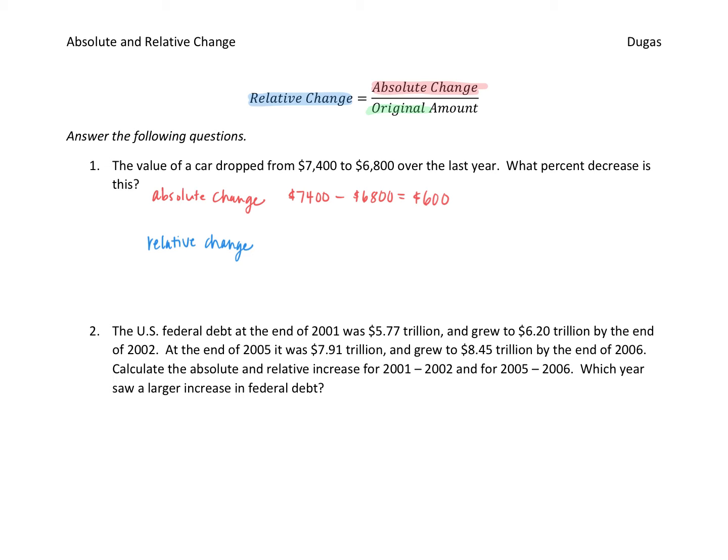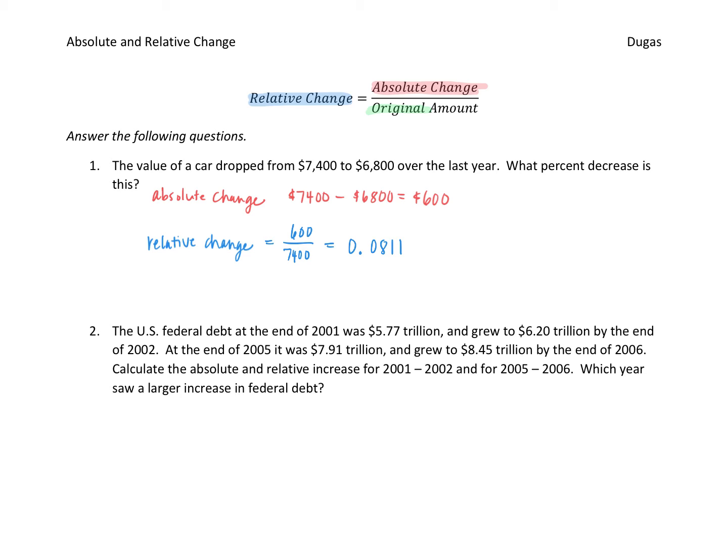So in this case, our relative change is going to be the absolute change, so the dollar amount that it changed, that's 600, over the original amount. So the original amount was $7,400. And so you divide that. So 600 divided by 7,400, you would get 0.0811 rounded to the nearest 4 decimal places. So absolute change is just a difference. Relative change is a ratio.